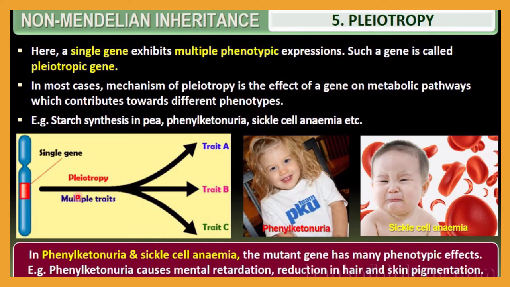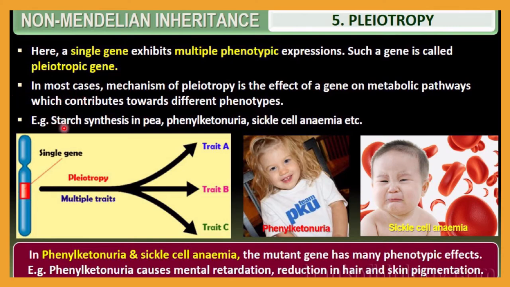Such a phenomenon is called pleiotropism, and a gene which expresses like this is called a pleiotropic gene. Let me repeat: a single gene exhibits multiple phenotypic expressions. Such a gene is called a pleiotropic gene. In most cases, the mechanism of pleiotropism is due to the effect of a gene on a metabolic pathway, contributing towards different phenotypes. We will learn this in detail in next lectures.